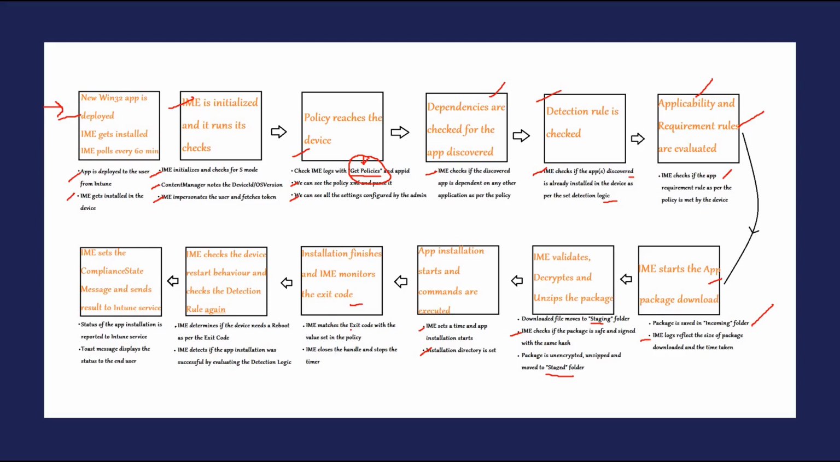So IME is just going to match the exit code. If the exit code is 0 or any exit code that we defined in the policy as successful, then IME will say that okay, the app installation happened, and IME will mark it as a successful installation. Then IME will close the handle and stop the timer, and in the logs we can see that the handle is closed, the timer is stopped, and we can actually see how long it took for IME to install that application.